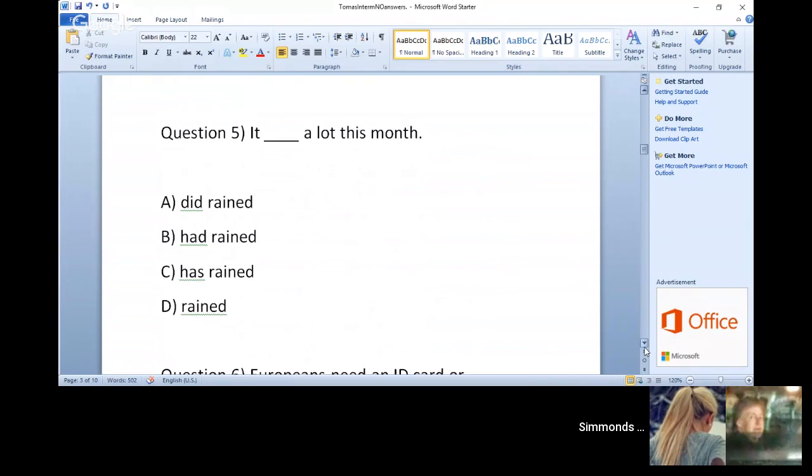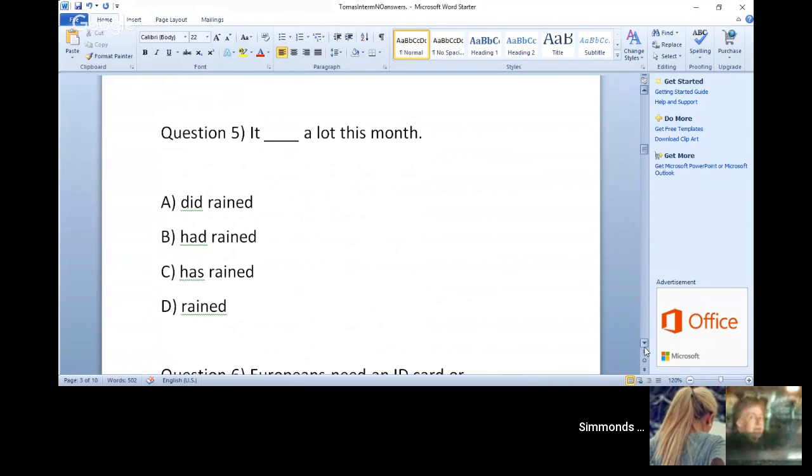So the first one is totally incorrect. We cannot have did with another past. That's ugly. We just don't like that one. Okay. Had rained is not possible in this case because had rained is the past perfect in which we use, maybe, last month it had rained a lot, or it rained a lot, depending on if you want to talk about the duration of the month or in general it rained. Okay. Now we come to C and D.